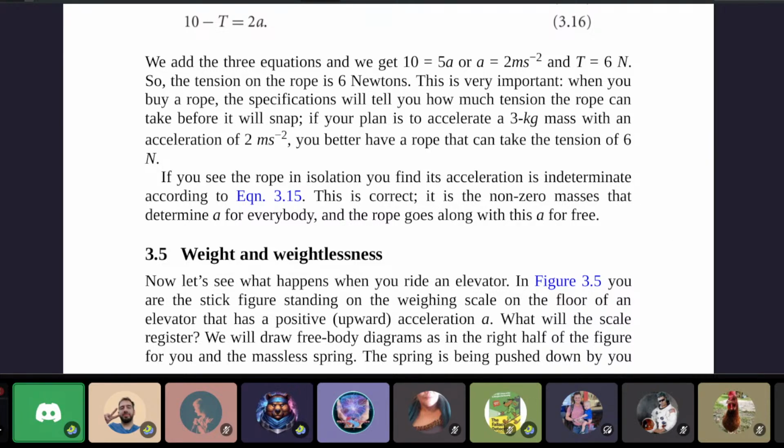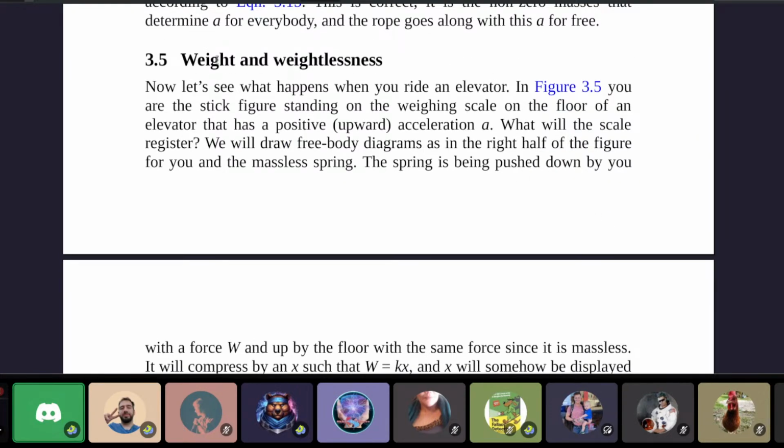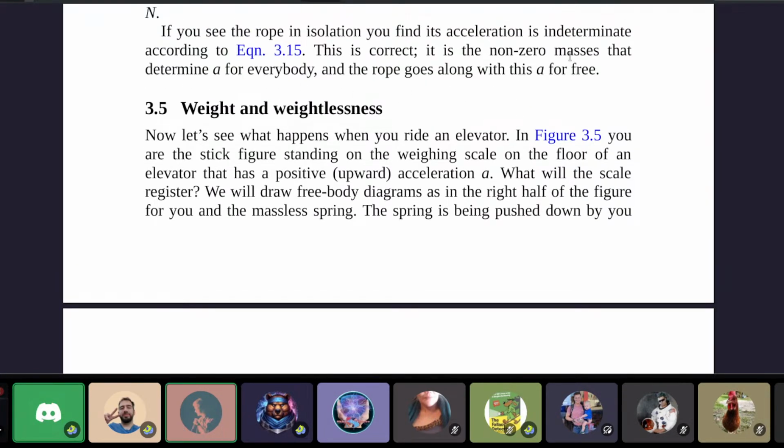If you see the rope in isolation, you find its acceleration is indeterminate according to equation 3.15. This is correct. It is the non-zero masses that determine a for everybody, and the rope goes along with this a for free. Now, non-zero masses are now applying to the ropes.